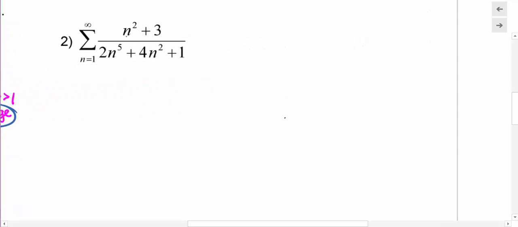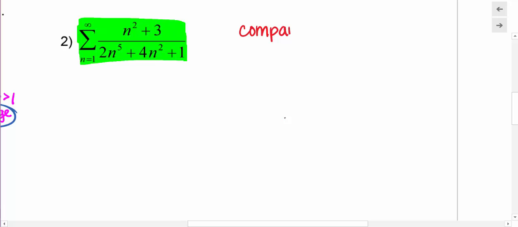So here is one where I have the sum, and again, I'm going to color code this one green. My original will be green. And you have to identify what you want to compare it to. So I want to compare this to the sum from 1 to infinity. Again, I'm going to keep coefficients, but you don't have to. So of n squared, for example, over 2n to the 5th would be my highest power terms. So I'm going to compare this to 1 over 2n cubed.